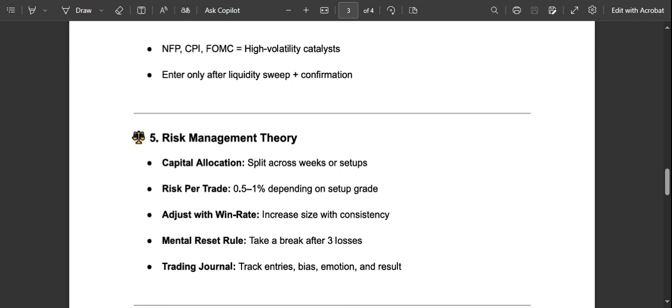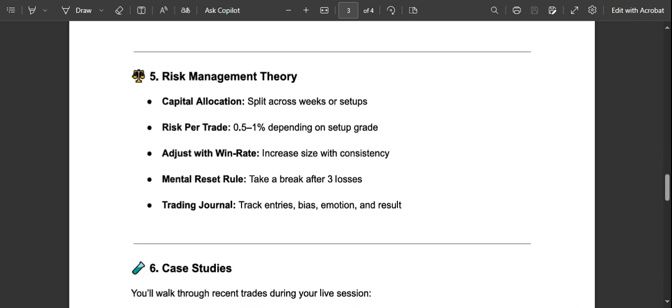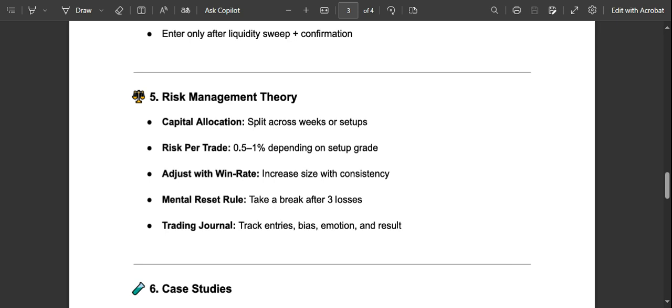Now under the risk management theory, under the quarterly trading style, it allocates five methods that we need to get to know about. So one, we have the capital allocation, and it tells us that you need to split across weeks or setups. It says that you can't put all your eggs in one basket, because if your basket gets stolen, what do you have?